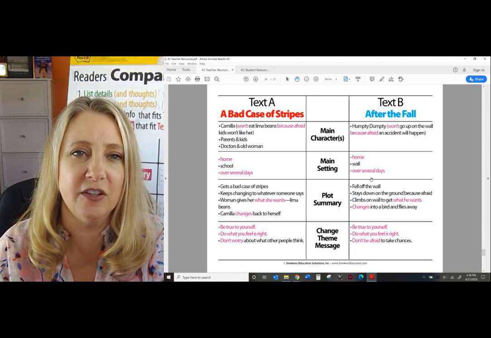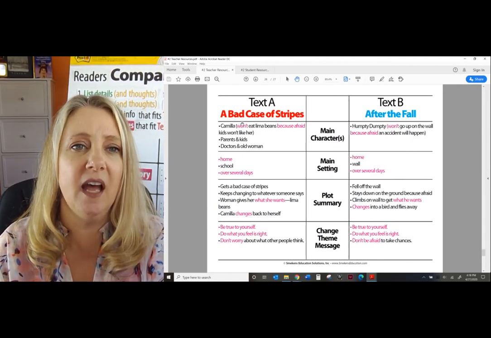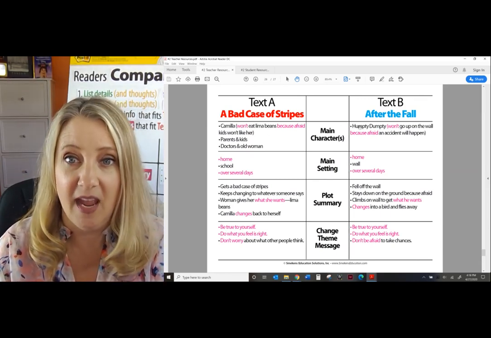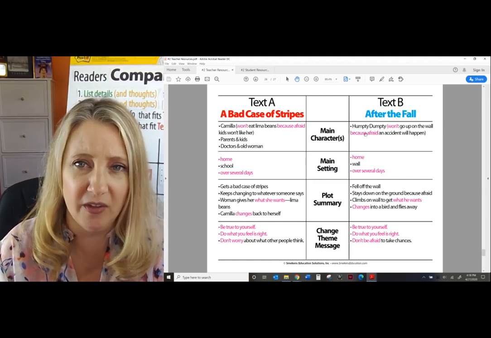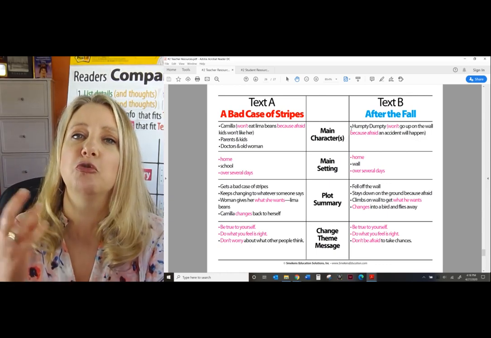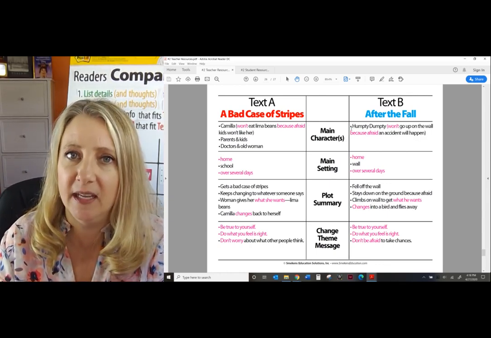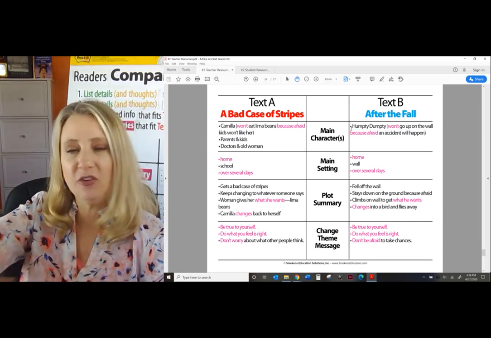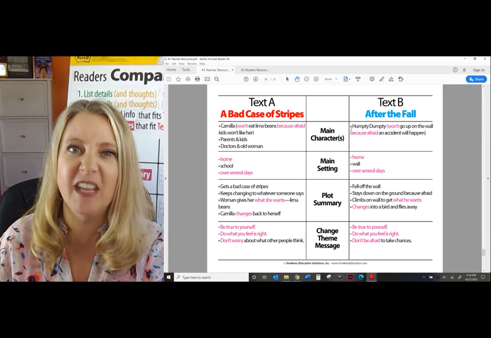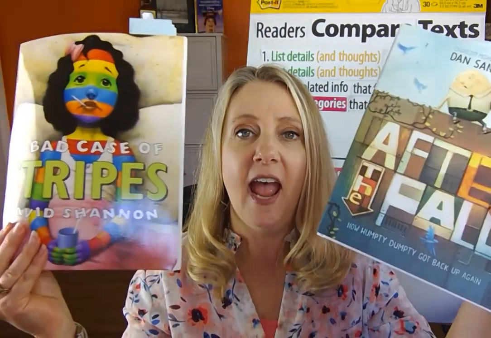Oh, let's start to look at some of these. So Camilla won't eat lima beans because she's afraid that kids won't like her. And Humpty Dumpty won't go up on the wall because he's afraid that an accident will happen. So both of these characters really want something bad, but they deny it. They deny it to themselves. Oh my goodness. Did you ever notice that these two totally different stories had similar character motivations? Did you ever notice that before?